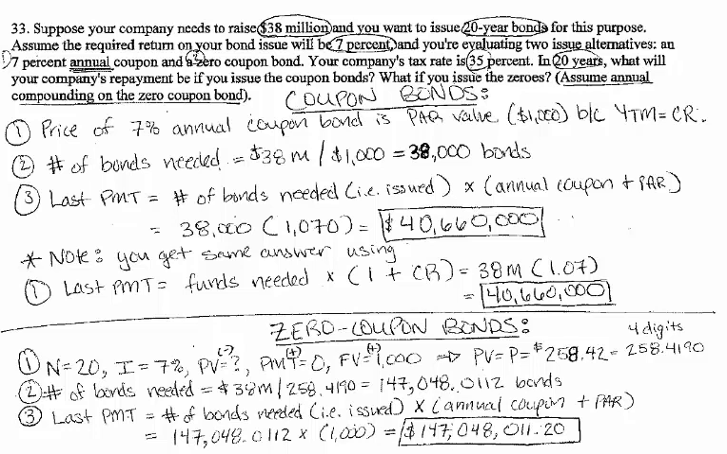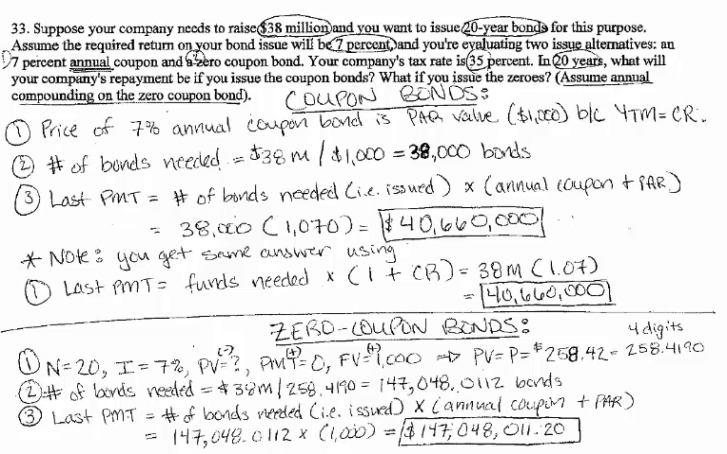We're solving for PV because we want to know the price. There's no payment because why? It's a zero coupon bond, right? And then the future value is 1,000, which is what you'll get paid when these bonds mature. So you compute for price, and you're going to get $258.42. Okay, so I told you it's going to be sold at a deep discount. That's a real deep discount, right?